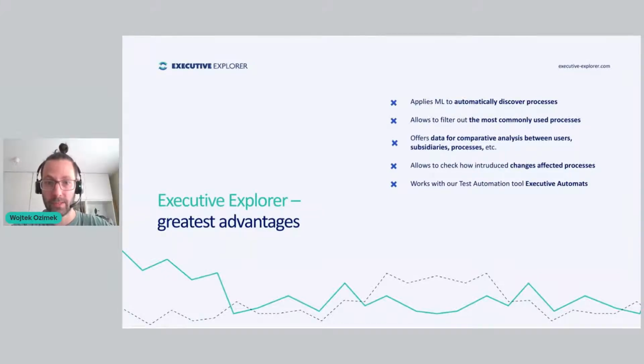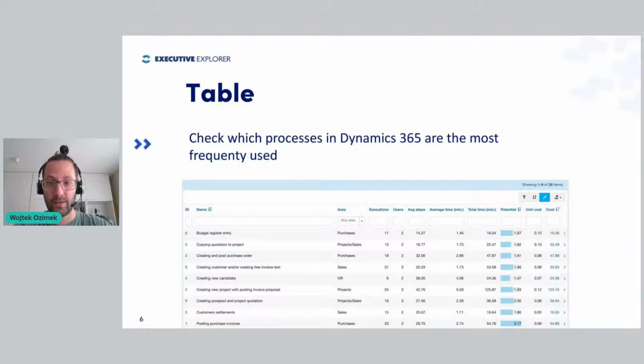And what's more, and I will show you this on a real example, we can also export these identified processes as a script to Executive Automats, our second tool. Together they create an executive suite, an executive platform. So you can make a shortcut and create test automation by also using automated detection of the processes, right? So the work that is already hard enough is simplified a bit. Okay, so have a look.